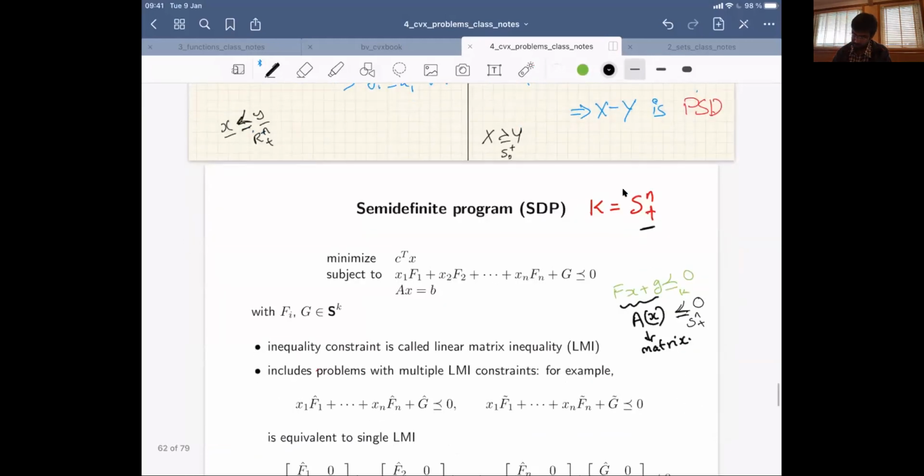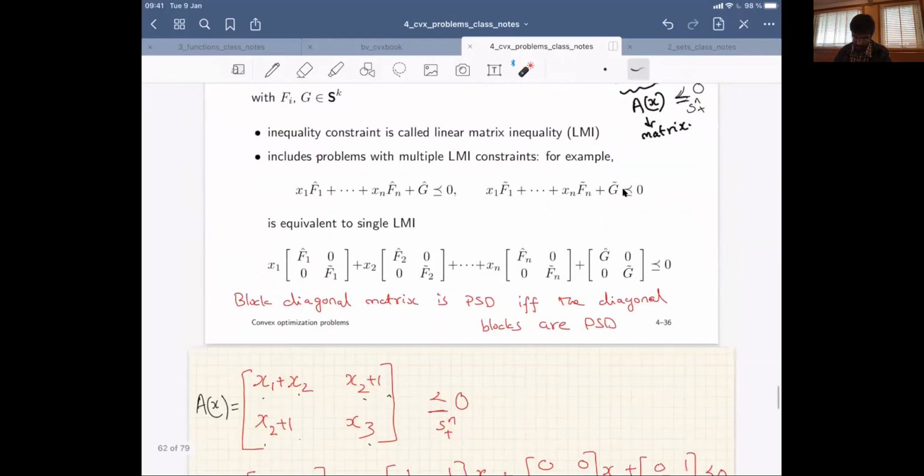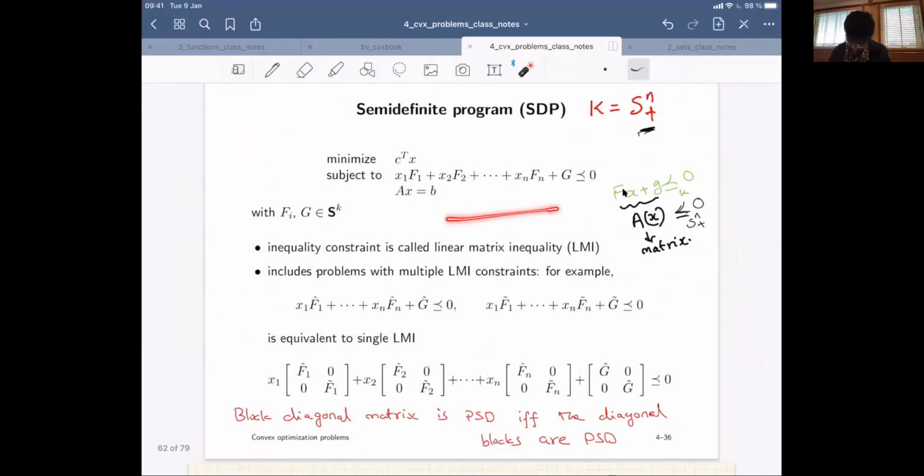So here the cone is S, and you are comparing matrices. G is a matrix and this whole expression together is a matrix. Since you are comparing matrices, you don't need to say it; otherwise, it is understood to be with respect to this cone. So this is the form of a standard semi-definite program.